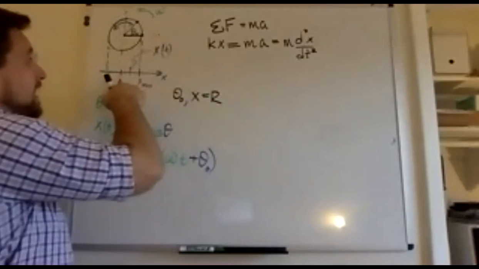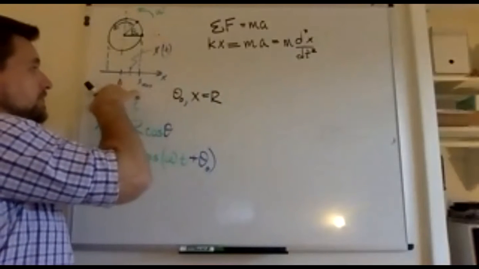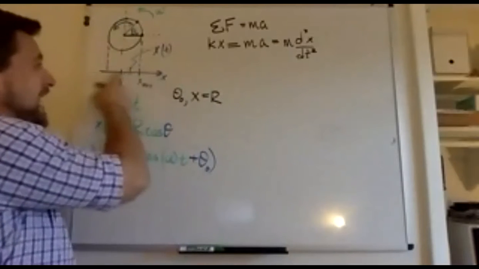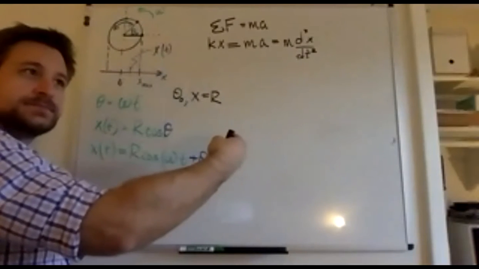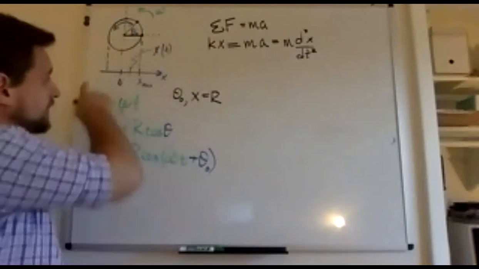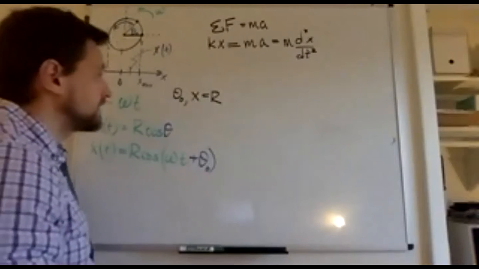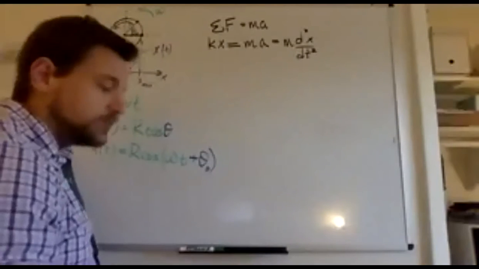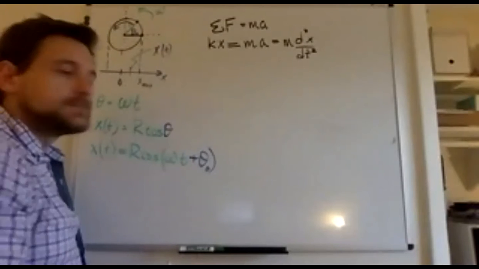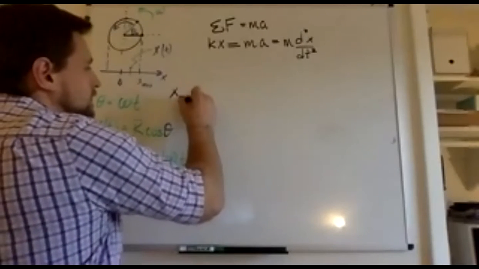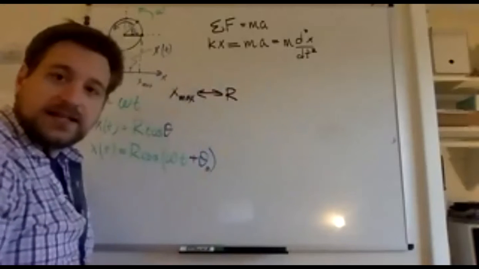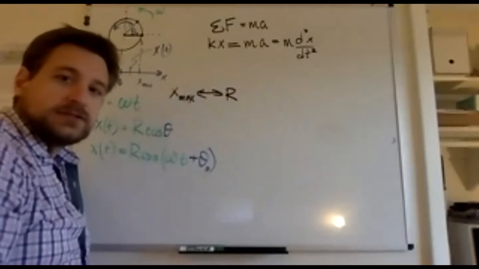But x, our furthest x-coordinate from the origin, we called that x max. So the x max, the largest possible value for the x-coordinate of this oscillating shadow, the oscillating object, is equal to the radius of that circle that we're imagining. So x max is going to have to correspond to the radius of our circle.